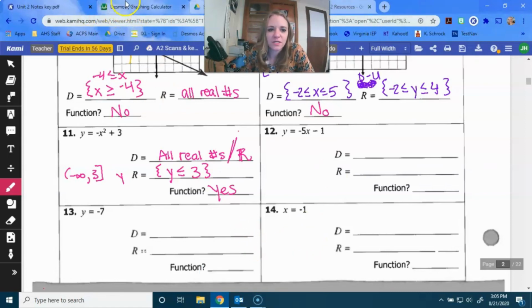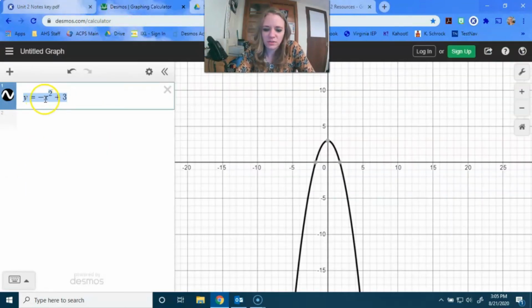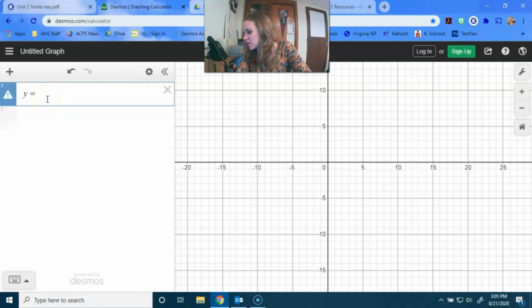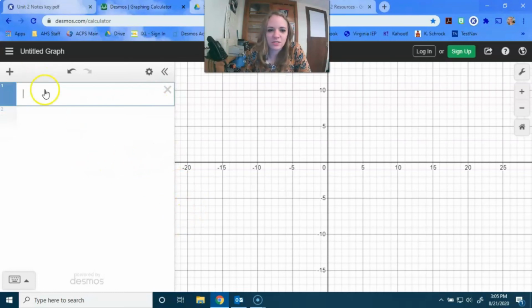Graph them in Desmos. Now, let me check this. If I say y equals something, let me make something up different from what you have. y equals 4. Okay. Yeah, we're good. So, you should be able to graph all those in Desmos. So go ahead and pause and then press play when you're ready to see the answers.